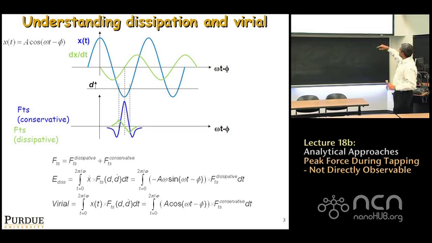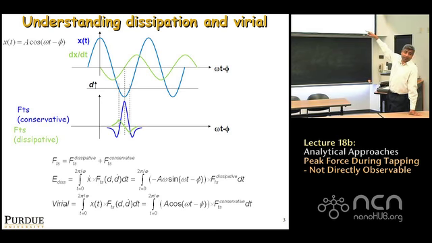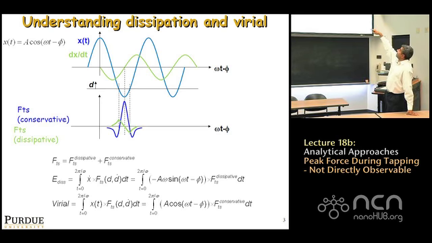All right. So what this means is the tip is oscillating, as shown in the blue curve, x of t, right? So x of t is this a cosine omega t minus phi. That's the blue curve on the top graph. Everyone okay with that?